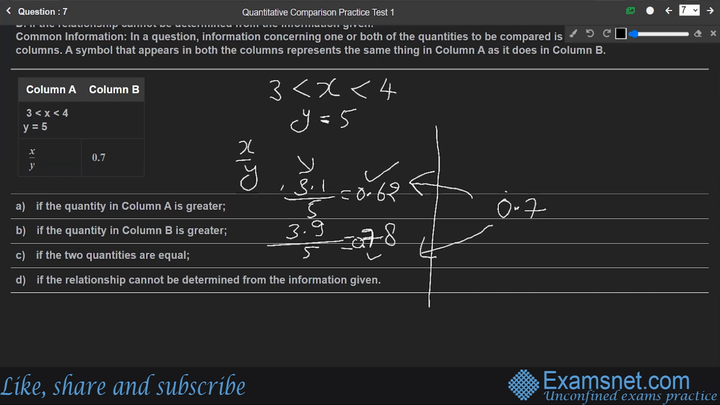So clearly, we are not in a condition to establish the relationship with the information provided, and this is where we hit option D. Relationship cannot be determined from the information given.